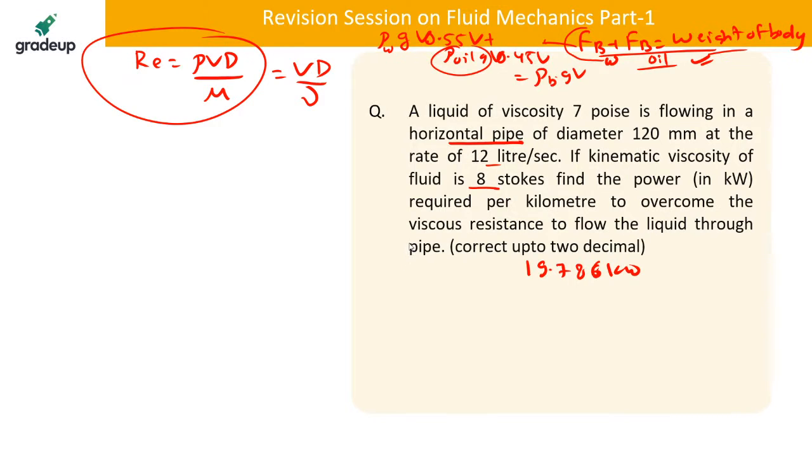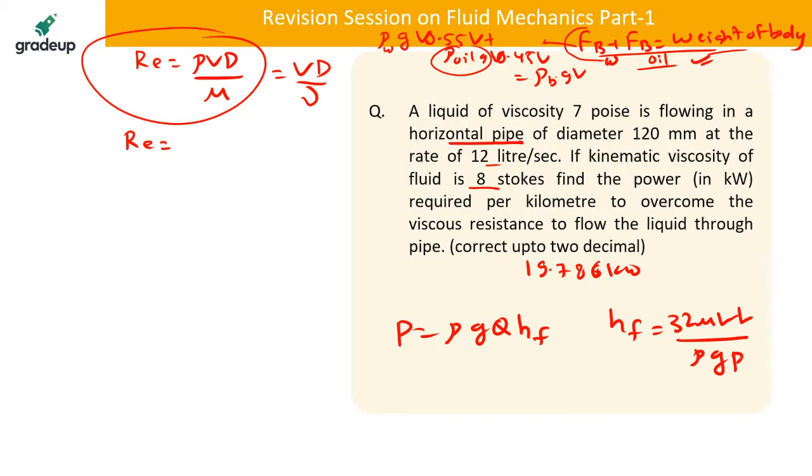In this question, you have to find the value of the Reynolds number. Why do you have to find the Reynolds number? Because it's a flow through pipe, so we have to check whether it is a laminar flow or turbulent flow. Power is equal to rho g Q h_f, where h_f is equal to 32 mu V L divided by rho g D square. But this formula can only be used for laminar flow. So we have to check whether it is a laminar flow or not. Velocity is not given in this question.